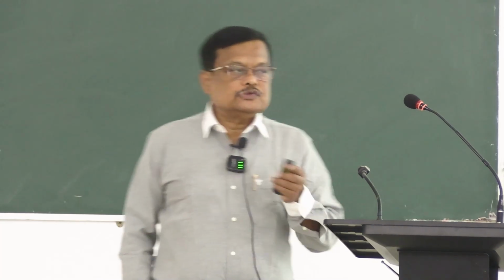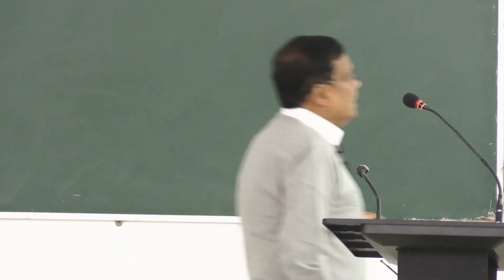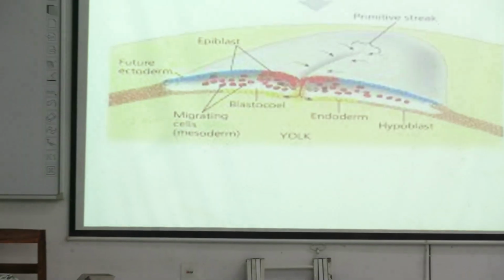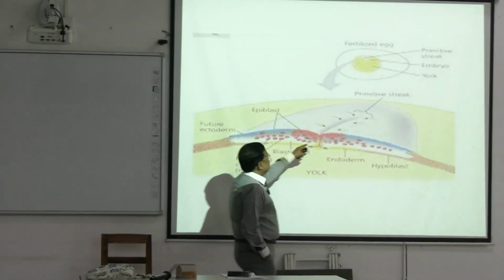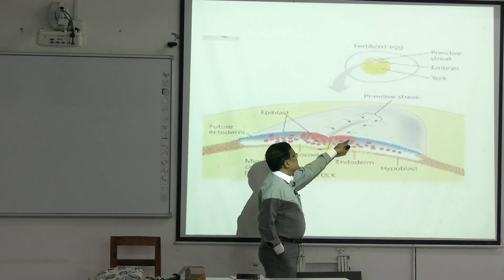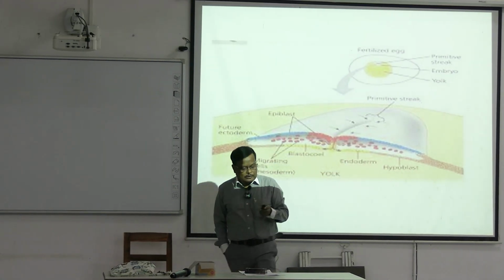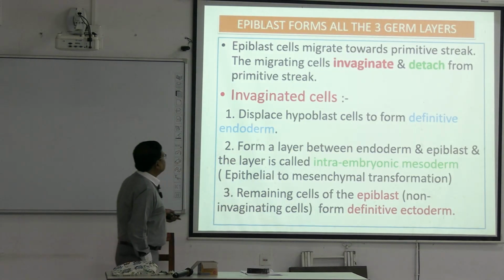So that is the primitive streak. Next, this is the primitive streak. There is a slight grouping there, and the epiblast cells are attracted and form the intraembryonic mesoderm. I will not repeat it again.